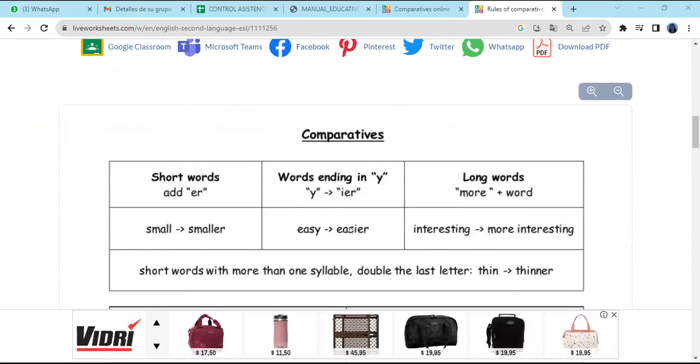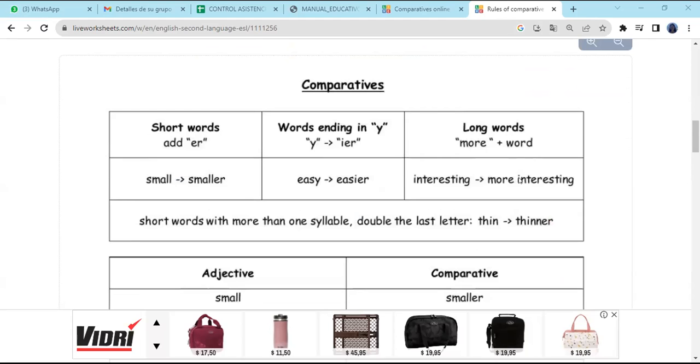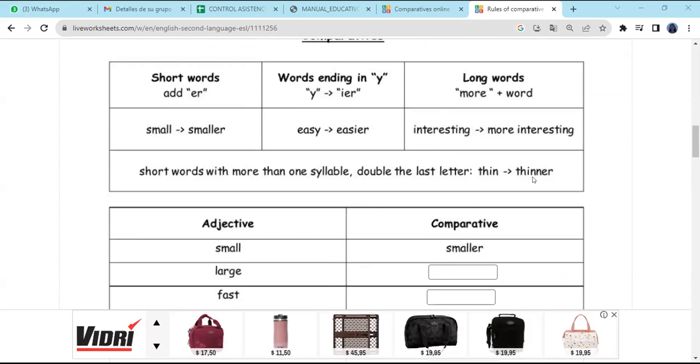Easy, easier. Long words, do add more and the adjective. For example, interesting, more interesting. So this is for long words. Now, it says short words with one syllable, double the last letter. For example, thin, thinner. This is one syllable, thin, and you double the last consonant, thinner. And that is the comparative.